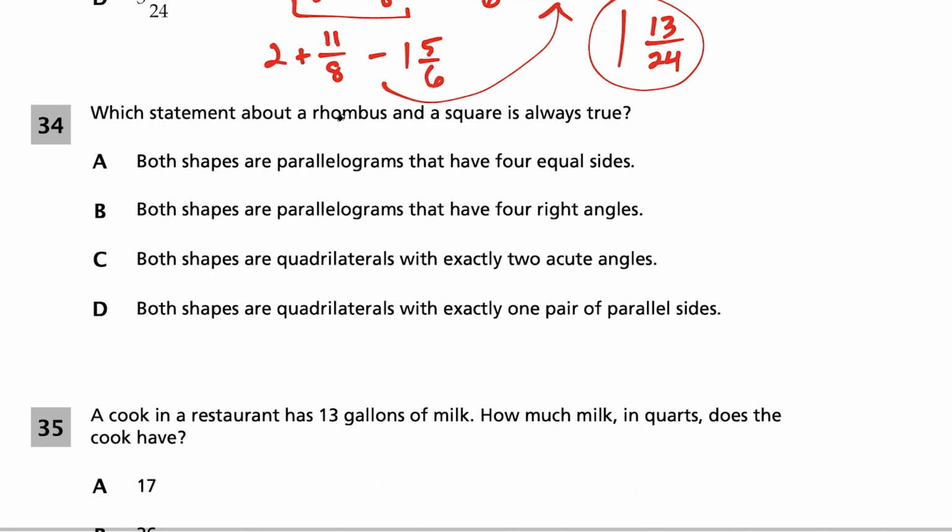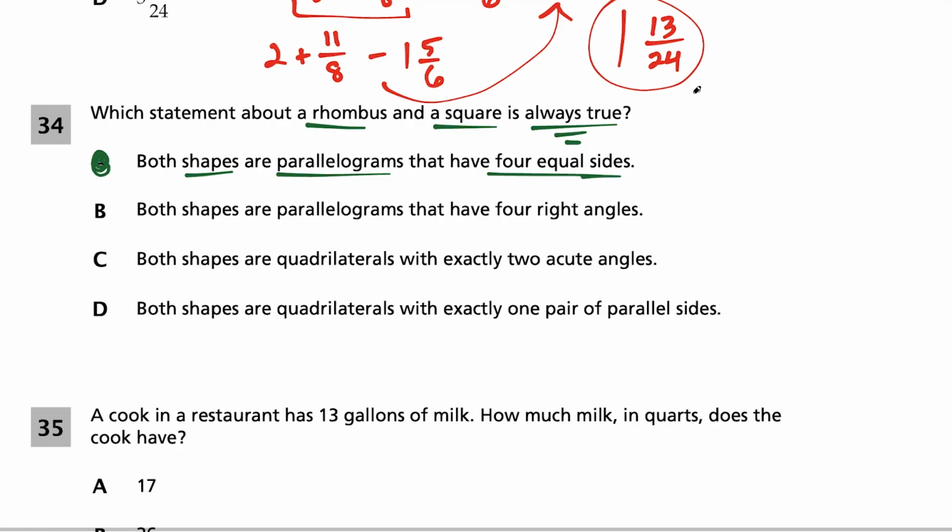Question 34, which statement about a rhombus and a square is always true? So for this one here, I'll just go through the answer choices one by one to find the true one and try to argue why the ones that are wrong are actually wrong. So here for A, we have both shapes are parallelograms and have 4 equal sides. This one here is definitely always true.